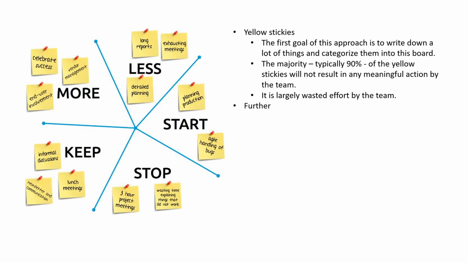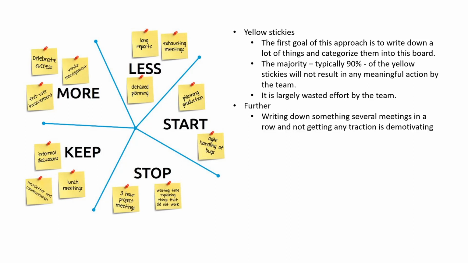Let's say one of those people writes up a sticky and they put it up in one of the action areas, so start or stop, for example. And they write it up and it doesn't get chosen. So we'll come back next period. They still think it's an issue. They write it up, doesn't get chosen. Come back next period. Next issue, they write it up. Well, 3 times, most people are going to quit. So writing down something several meetings in a row and not getting any traction is demotivating.